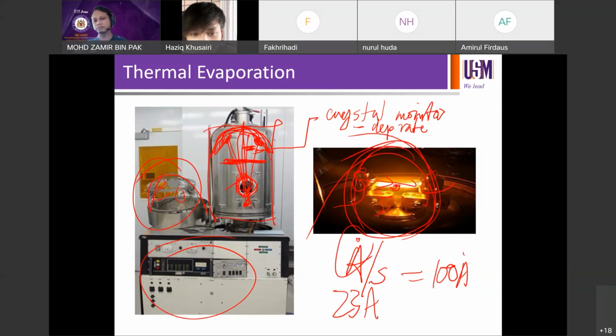Process done. Okay. So any other question before we stop? 11:04. All good? Semua faham? Thermal evaporation. It's quite clear, right? Cool.